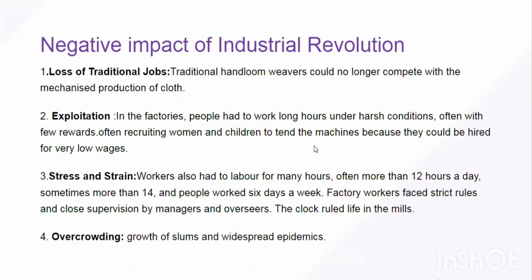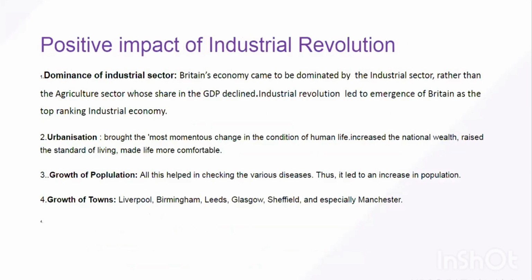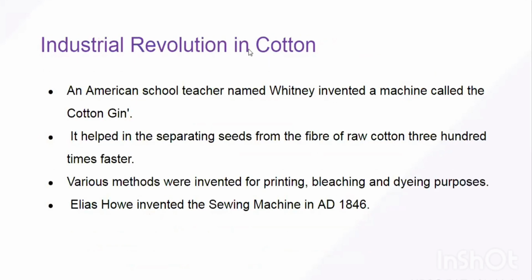That is Whitney. Now, an American school teacher, Whitney, invented a machine called the cotton gin. The advantage of this machine was that it helped in separating the seeds from the cotton ball, from the fiber of the raw cotton, 300 times faster. So 300 times faster, the seed could be separated easily from the cotton ball. And other machines were introduced for printing, for bleaching of the cloth, for dyeing of the cloth, and the most important one, that is the invention of the sewing machine.